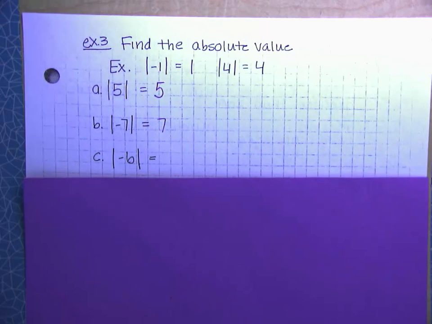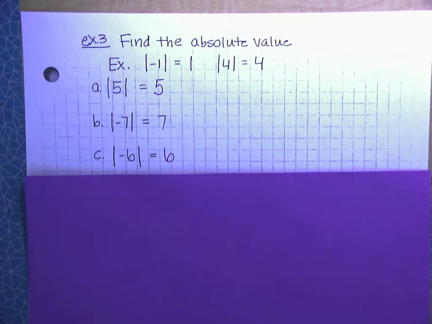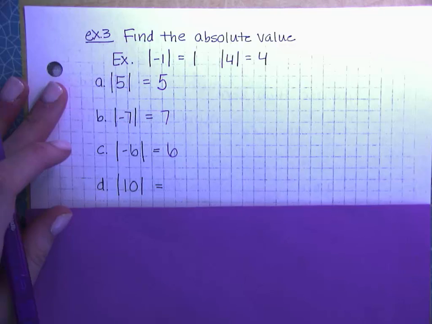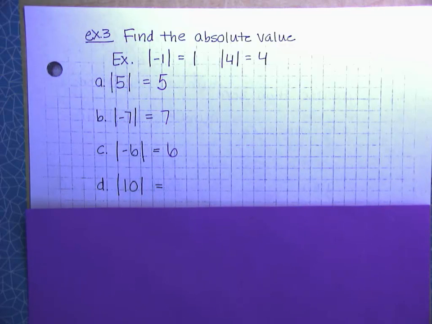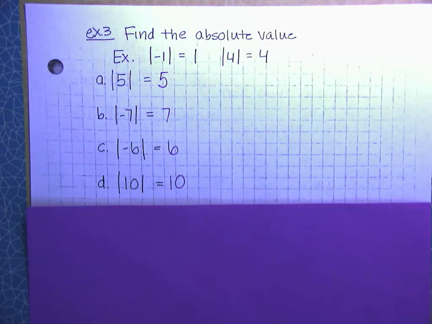Okay? What about the absolute value of negative 6? 6. Well, not positive 6, just 6. Okay? Because it's going to be 6 away from 0. What about absolute value of 10? 10. It's going to be 10. Okay? That should be pretty simple.